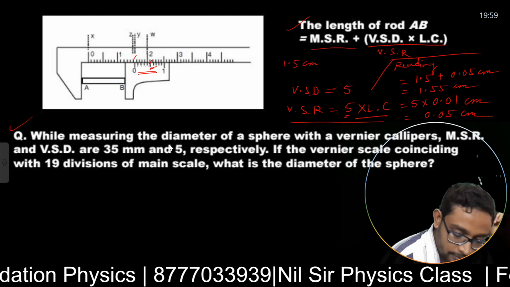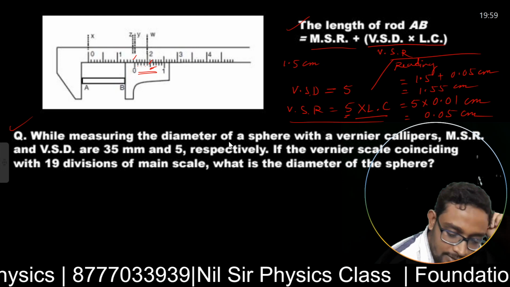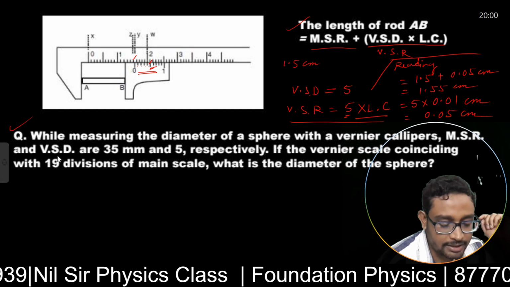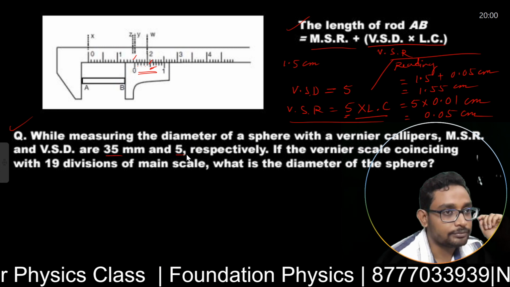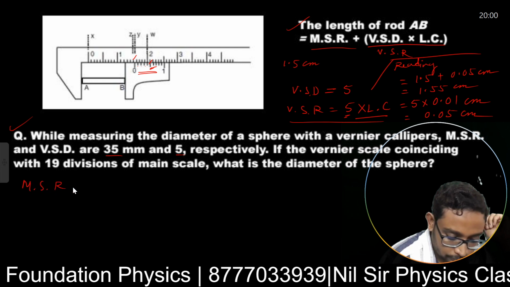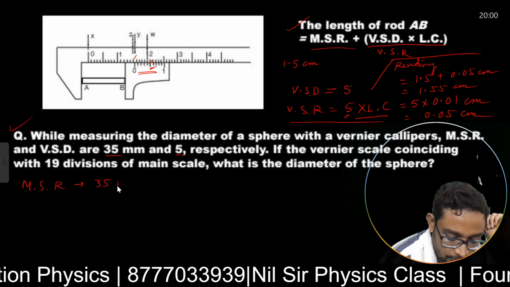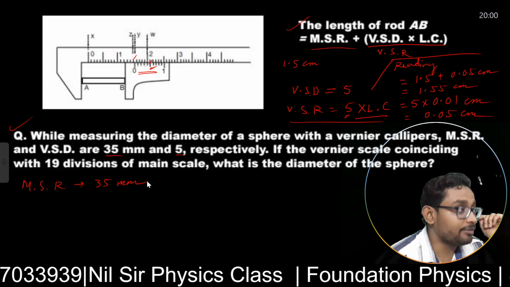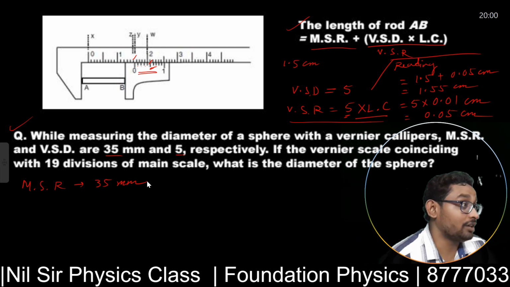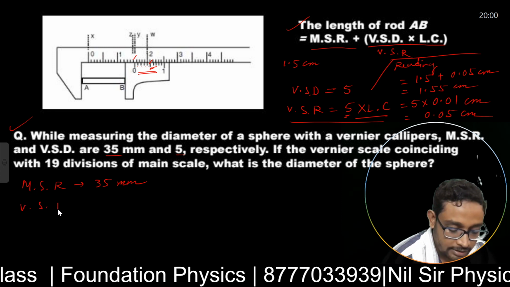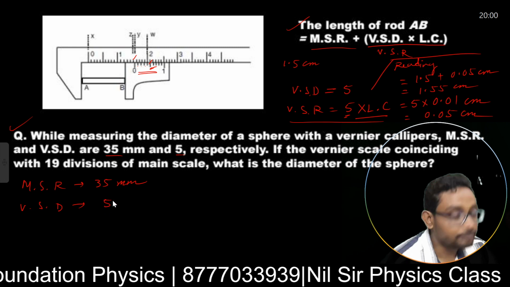So here it is given: while measuring the diameter of a sphere with a vernier calipers, the main scale reading is 35 millimeter and the vernier scale reading is 5. 5 means 5 divisions, right? Vernier scale division here is 5.